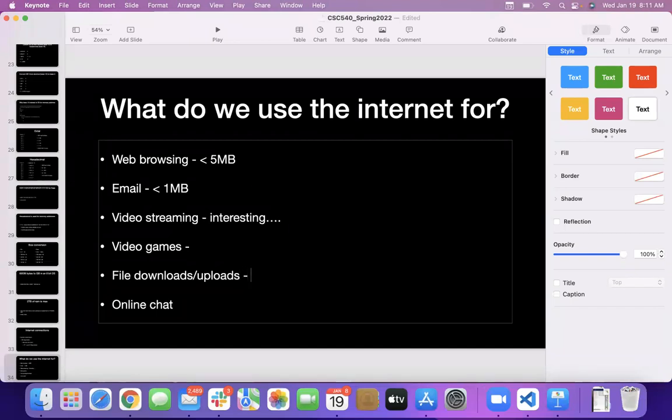File uploads, downloads. Typically, if we're downloading a file off the internet, you're downloading an installer or something like that. At that point, you're probably talking in the 50 megabyte plus range, up to a gigabyte, 2 gigabytes, 3 gigabytes, that kind of stuff. Online chat is going to be similar to our video games here. So now one thing that we run into.